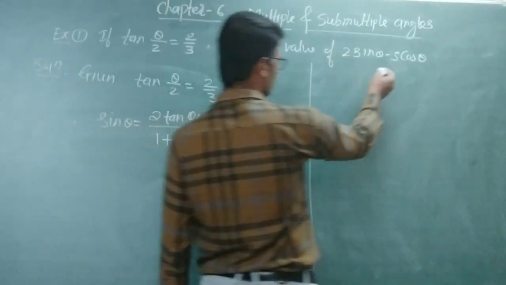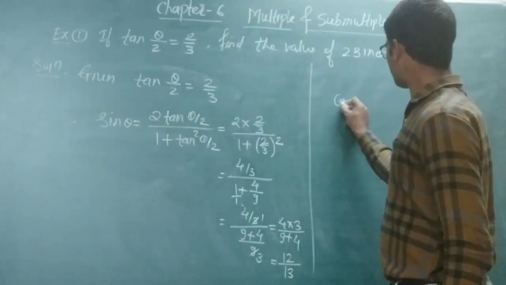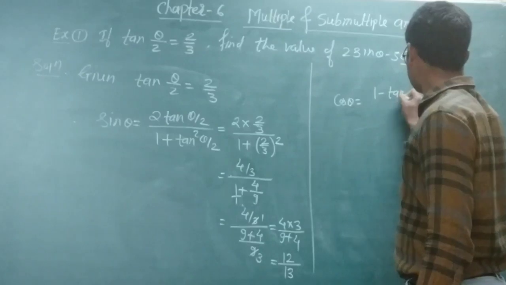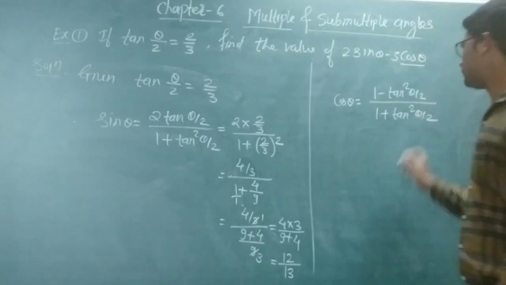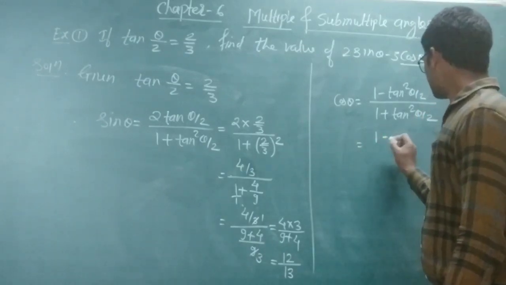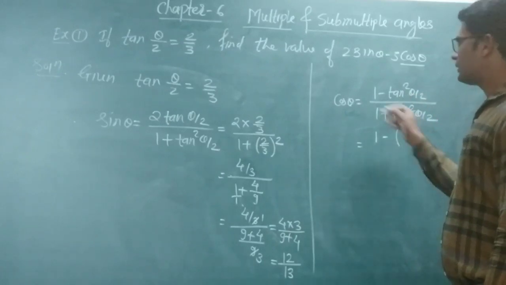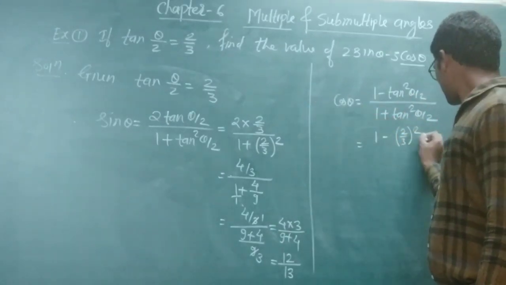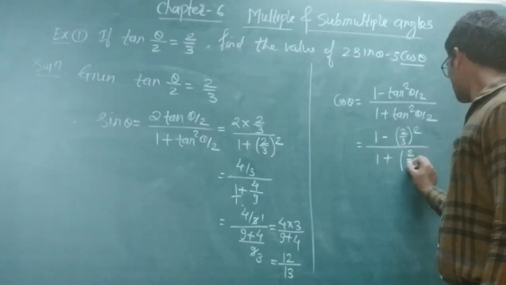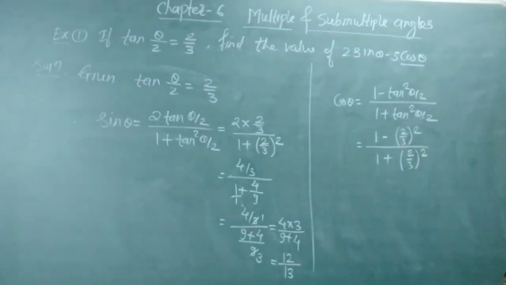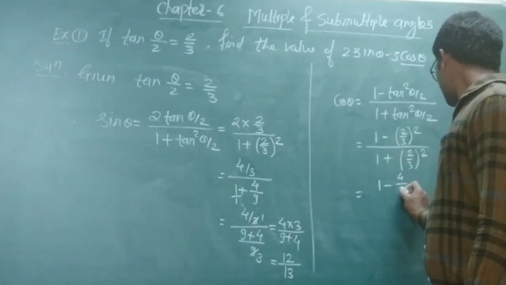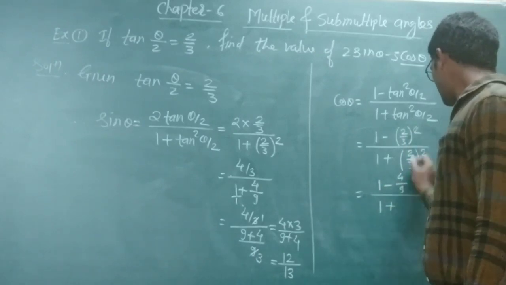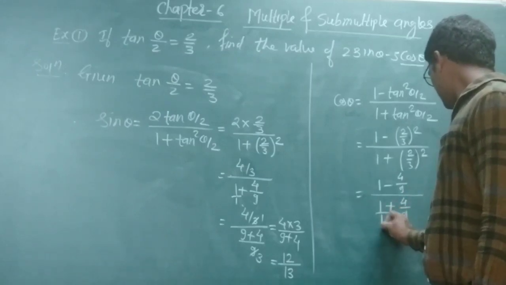Now we will calculate cos theta. What is the formula for cos theta? Cos theta is nothing but 1 minus tan square theta by 2 divided by 1 plus tan square theta by 2. So this is 1 minus 2 by 3 square divided by 1 plus 2 by 3 square. Replace all the values of tan theta by 2, you will get this term. Now 1 minus, what is 2 square? 4. 3 square is 9, divided by 1 plus 2 square is 4 divided by 9.